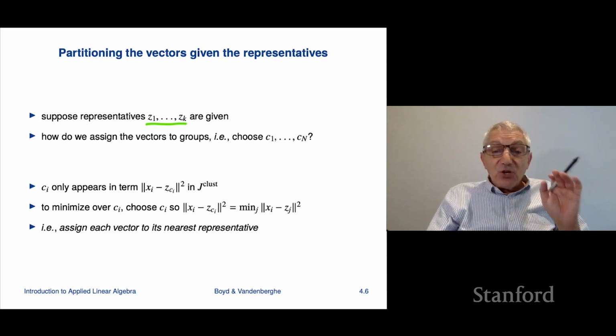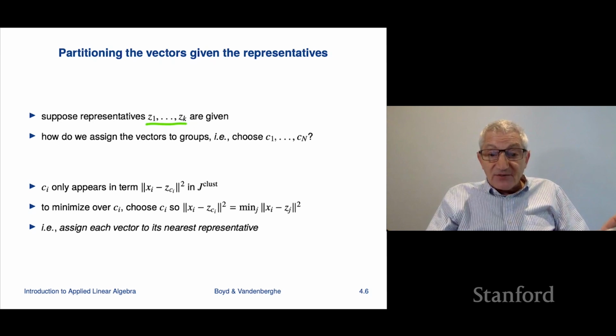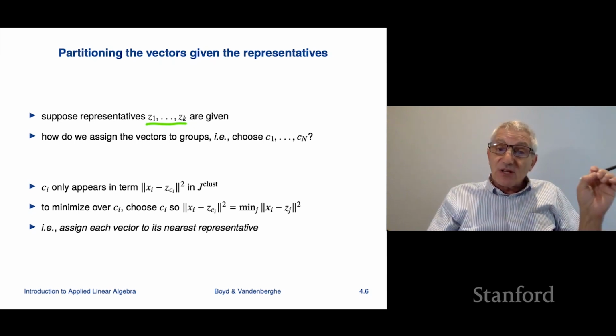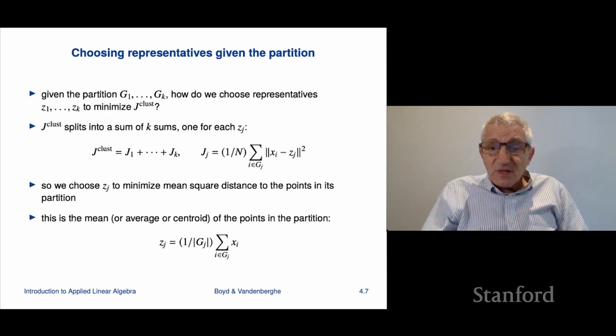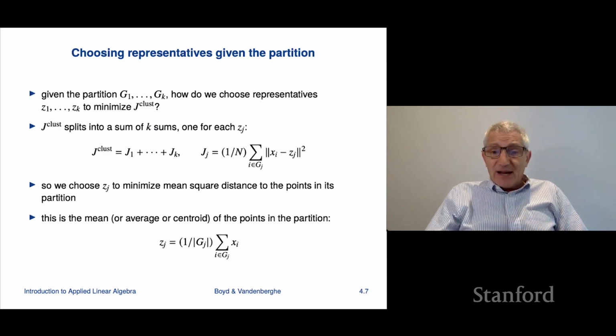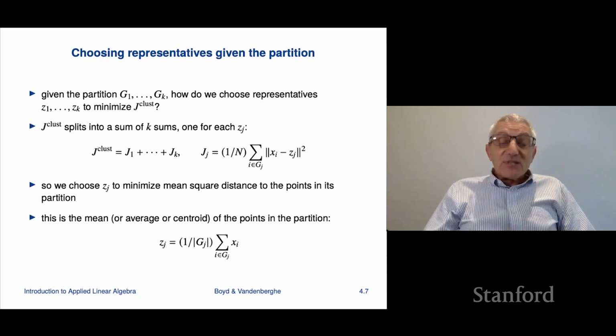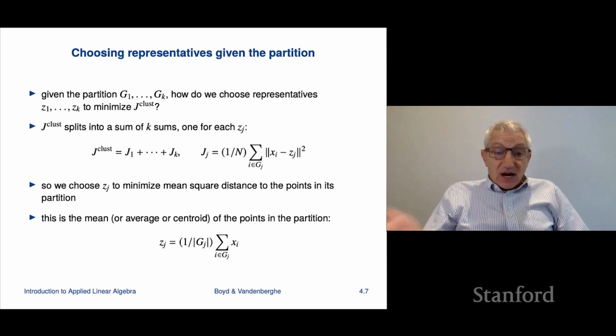This says if you knew the representatives, the way to assign items to the clusters is to assign them to their nearest neighbor among the representatives. And again, that makes just perfect sense. Okay. Now we're going to look at the other way around. Now suppose we fix the clusters. That means every vector has been assigned to a cluster. And then the question is, how do you choose now the representatives to minimize our objective?